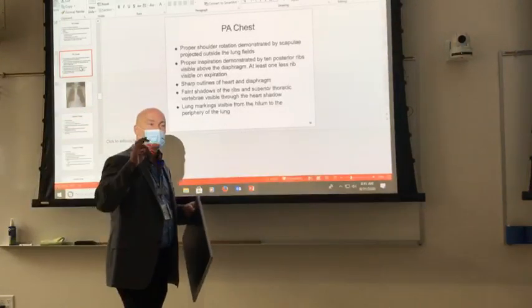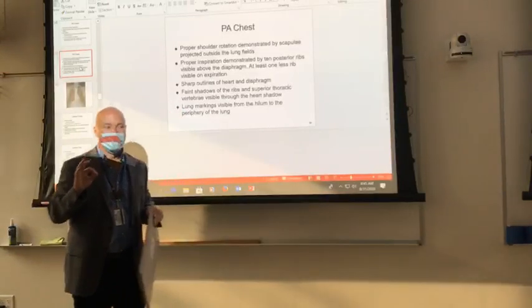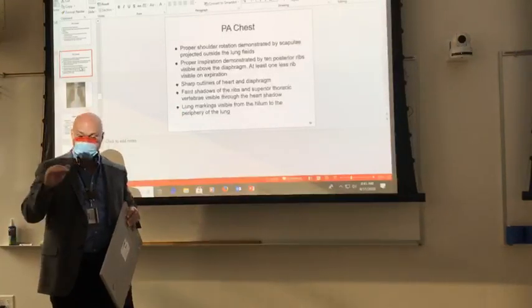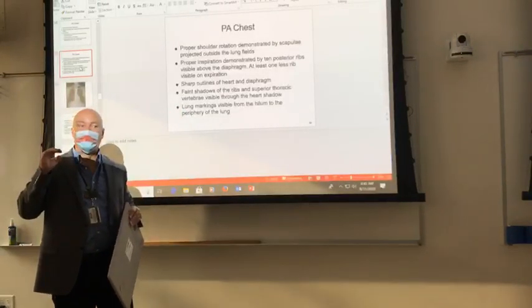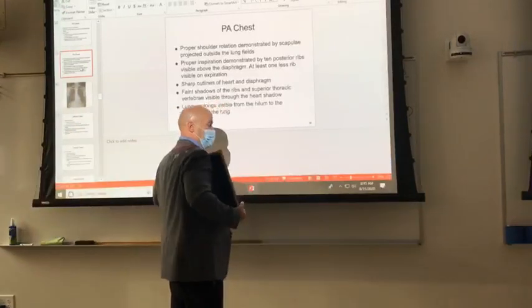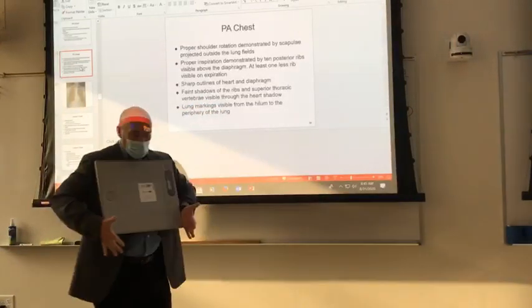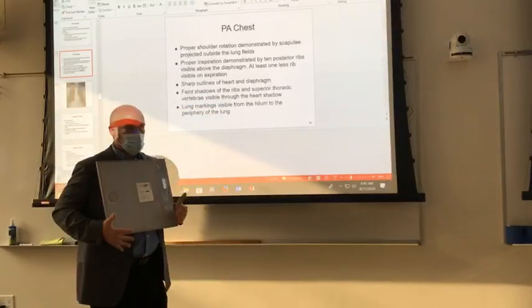It's PA, but at what level vertically does it go? Right to the bottom of the scapula, which is at the level of T7. T7. So, top of the image receptor, 1.5 inches above the shoulders. You should be able to get pretty much everybody on the image receptor this way.